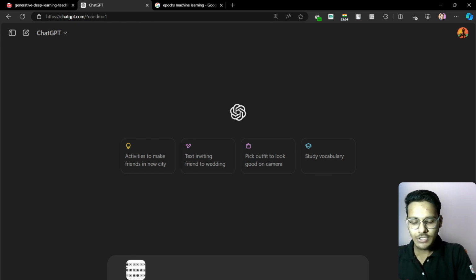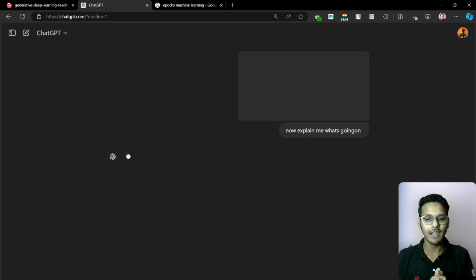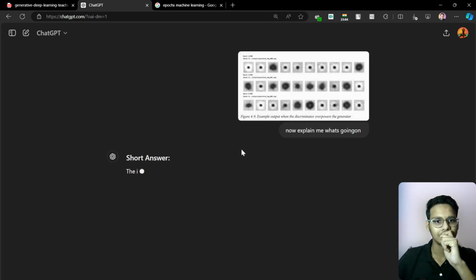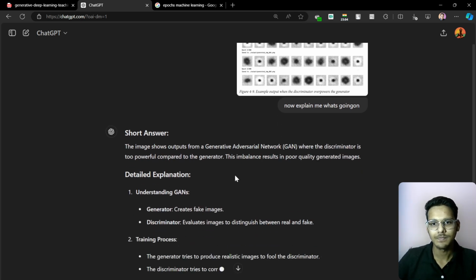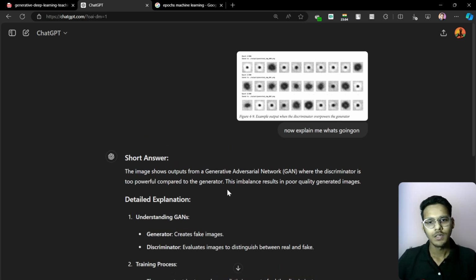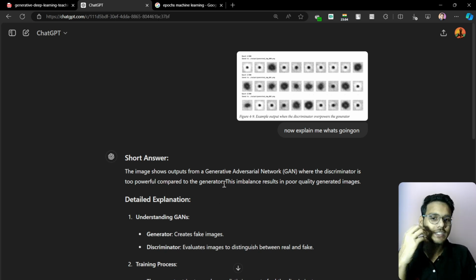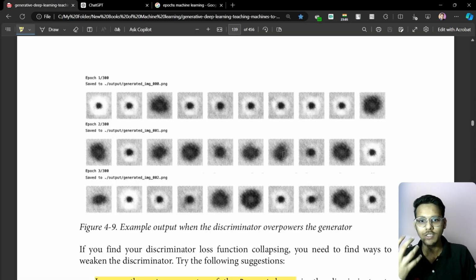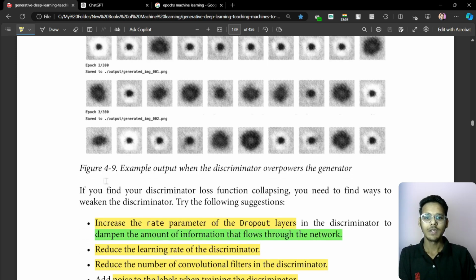So now, explain to me what's going on. So it will explain to us what is actually going on in this picture. Okay. So it is telling us that when the discriminator is too powerful compared to the generator, this imbalance results in poor quality generated images. You can see how poor the quality of the images is. A lot of noise is there. There will not be much training. You can see here one epoch, two epochs, and three epochs. Okay. So that is the thing, guys.